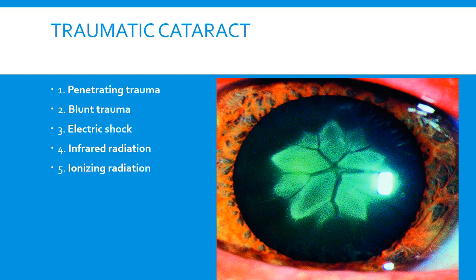Trauma is the most common cause of unilateral cataract in young individuals and may include the following: penetrating trauma, blunt trauma, electric shock, infrared radiation, ionizing radiation. In our slide we can see the most interesting appearance of the rosette cataract that occurs in blunt trauma. It can be noticed after a patient is affected by blunt trauma.